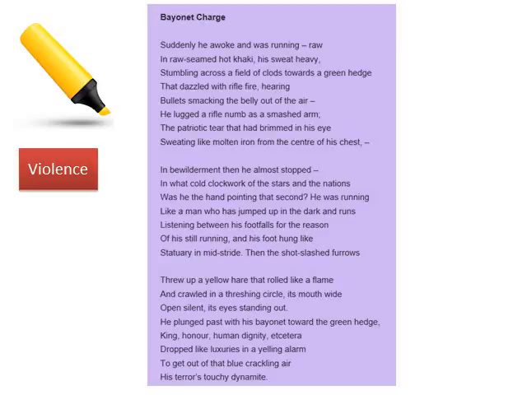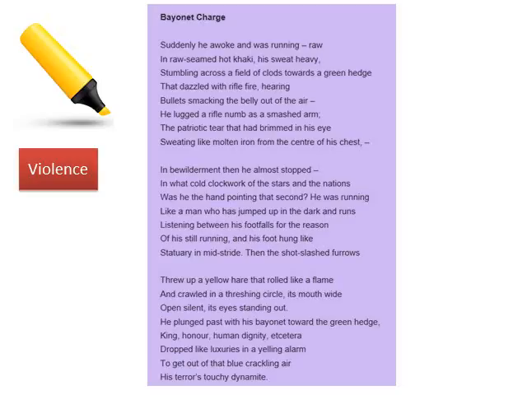Suddenly he awoke and was running, raw, in raw seamed hot khaki, his sweat heavy, stumbling across a field of clods towards a green hedge that dazzled with rifle fire, hearing bullets smacking the belly out of the air. He lugged a rifle numb as a smashed arm, the patriotic tear that had brimmed in his eye sweating like molten iron from the centre of his chest.